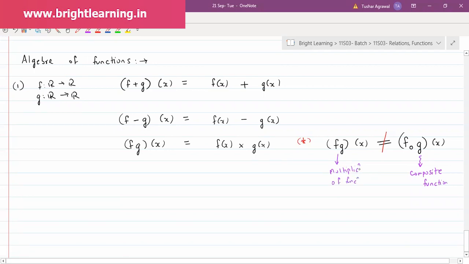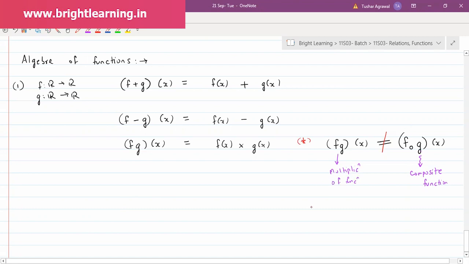And in the paper also, this year they won't be asking you f of g, but in the next year, be careful what is written in the paper, whether it is written fg or f of g. Okay, sir.